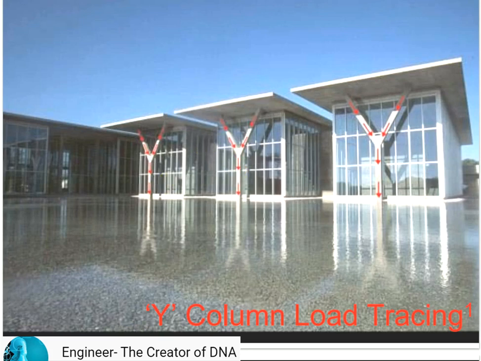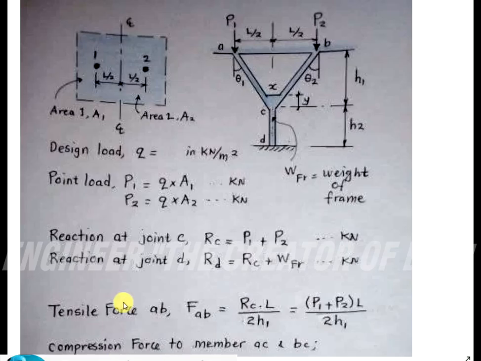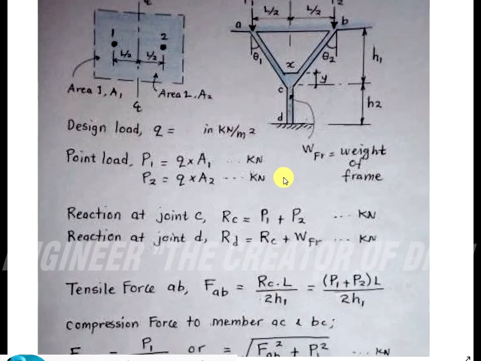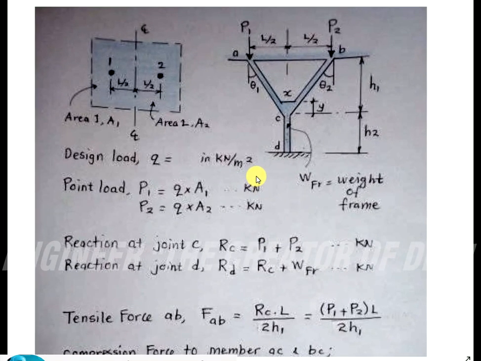Now I can show the sample calculation which is used for Y-shaped concrete columns. I will show some calculations now, and after that I have an example sheet also. I will explain through the example the area, the column size and everything, and how much point load we can calculate.